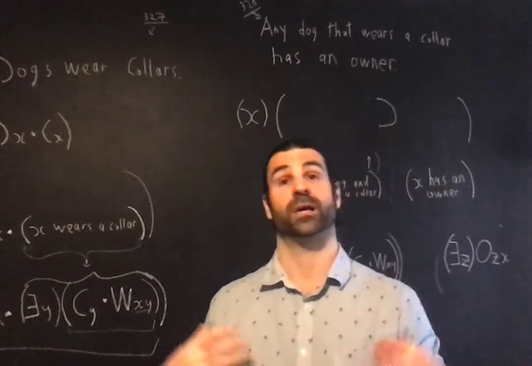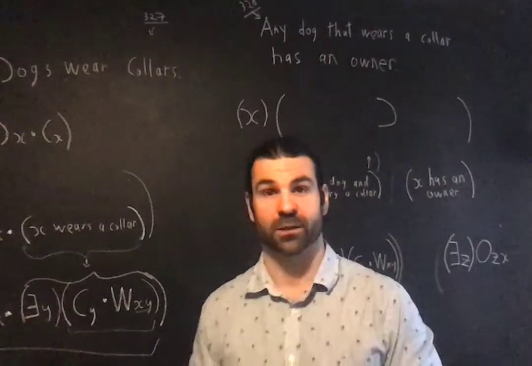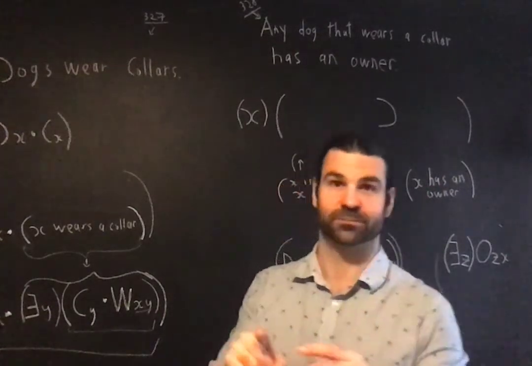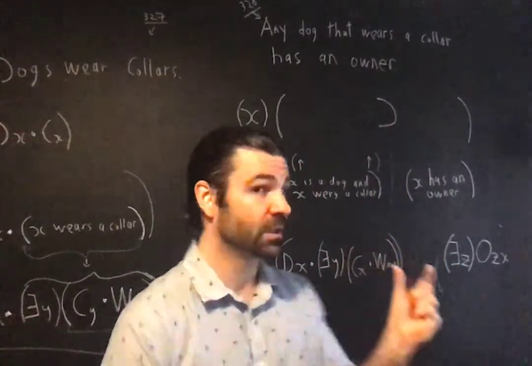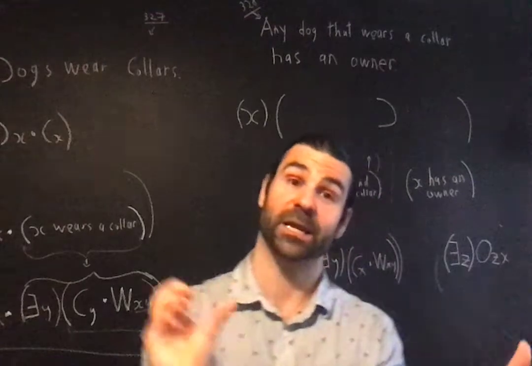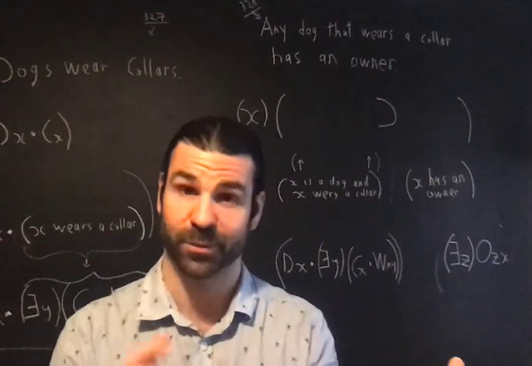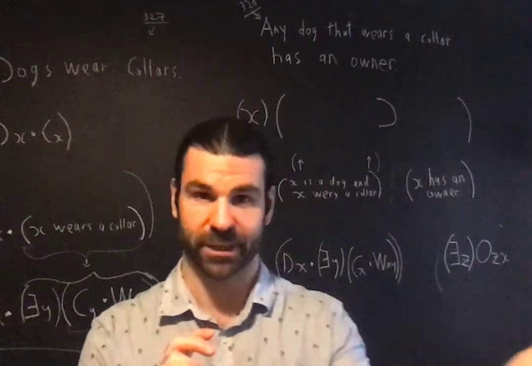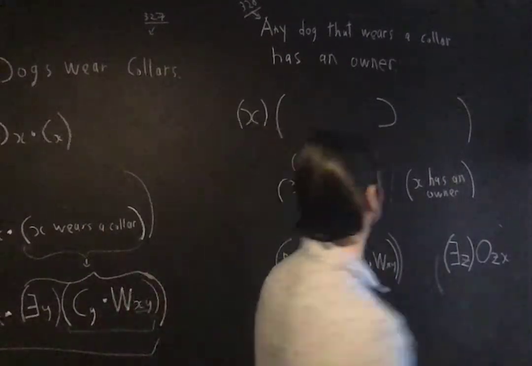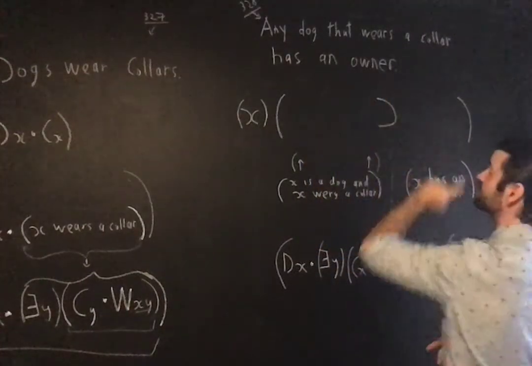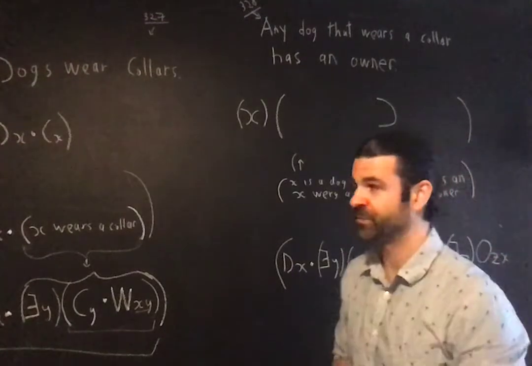What am I saying? What am I asserting in this categorical? That the things in the subject class, dogs that wear collars, what about them? I'm predicating of them that they have owners, right? The predicate is X has an owner, right? So that's where the subject ends, at dog that wears a collar.